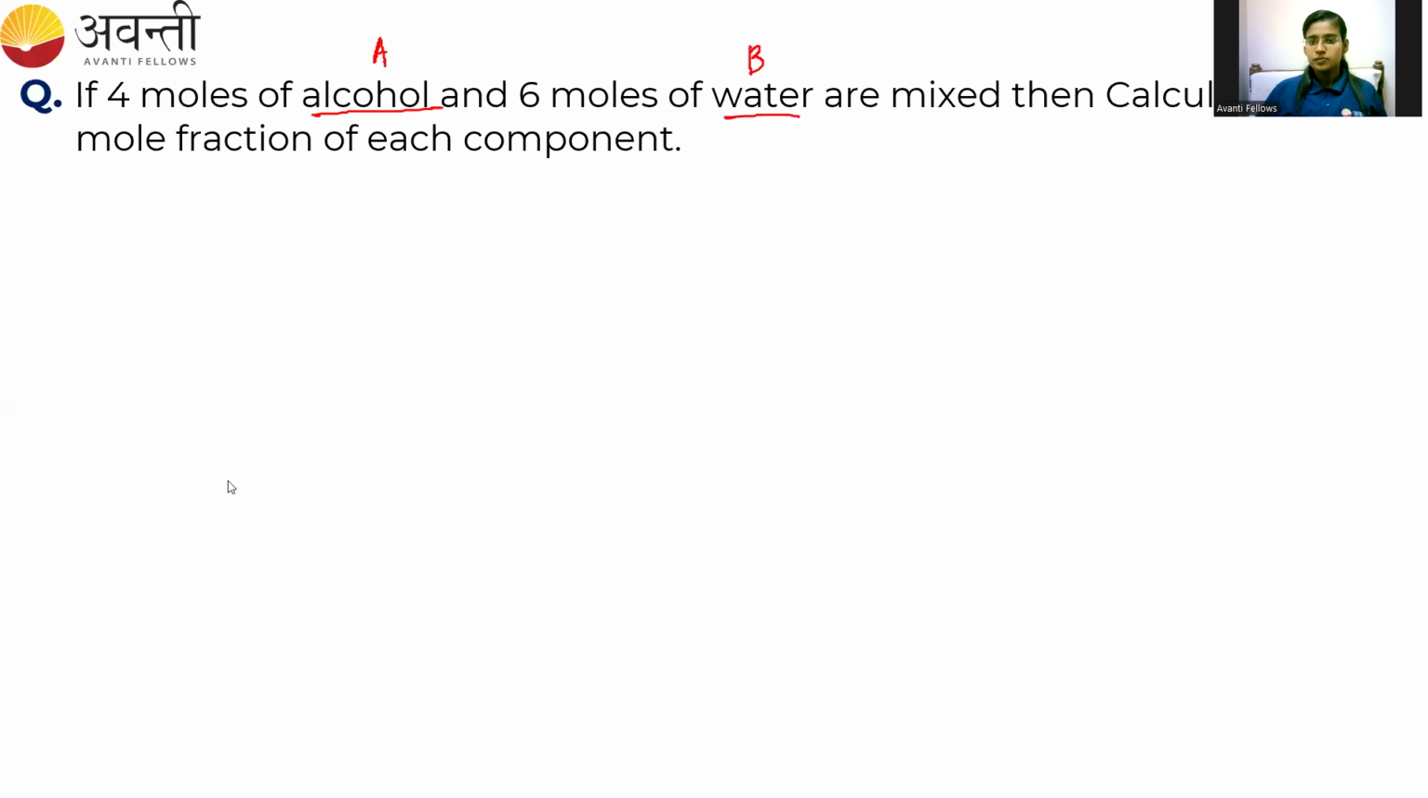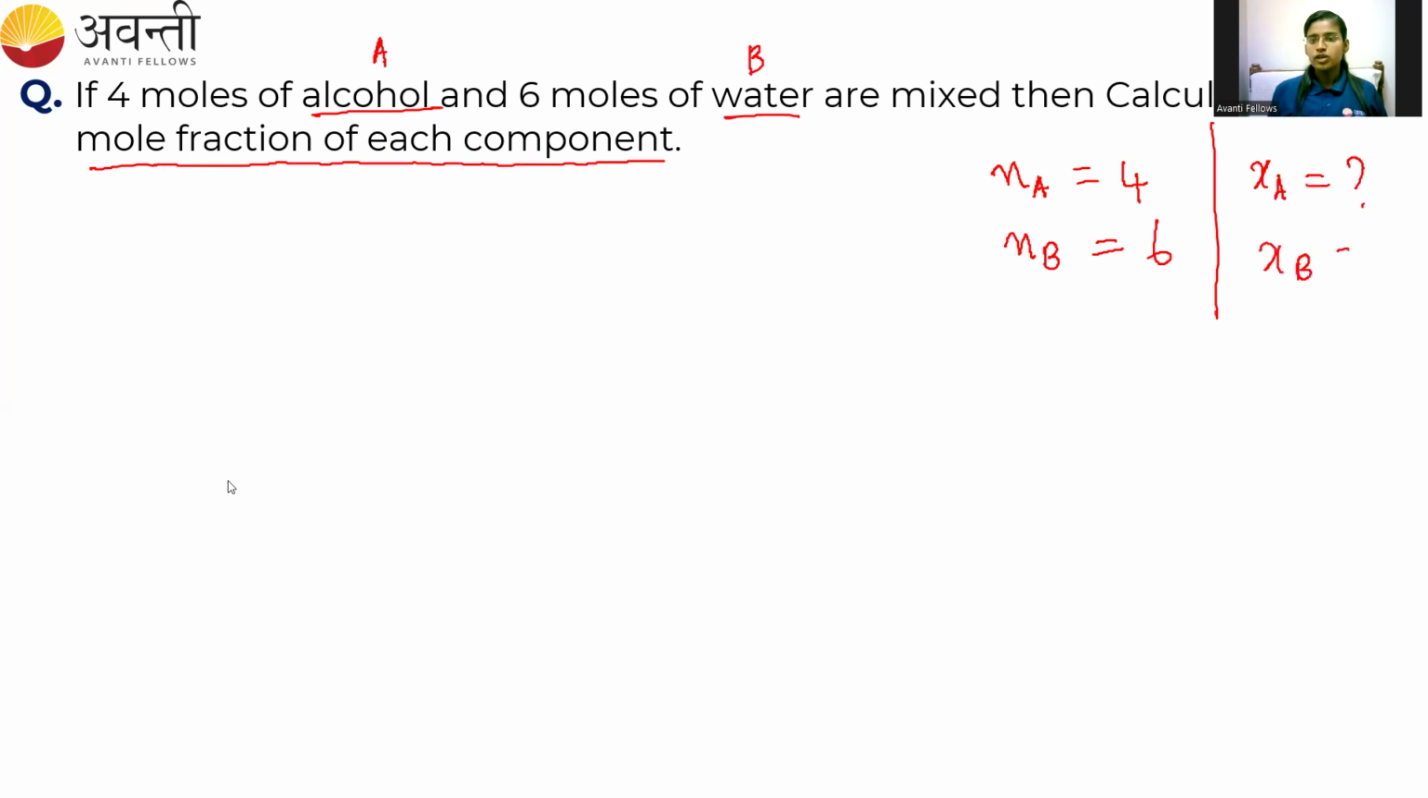Water is B. Okay, Sneha is giving me the answer. Let me check. The number of moles of A and B is given. So 4 is the number of moles of A, 4 moles of A, and 6 moles of B, so NB is equal to 6. And calculate the mole fraction of each component. So what are we asked to find out? XA, the mole fraction of A, and the mole fraction of B.